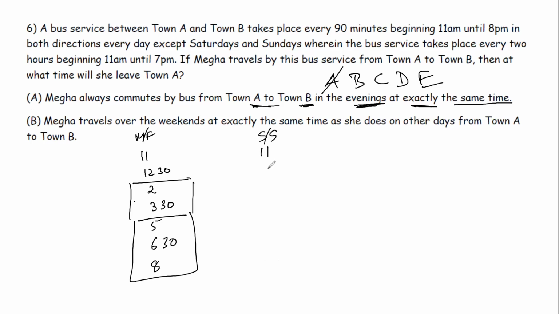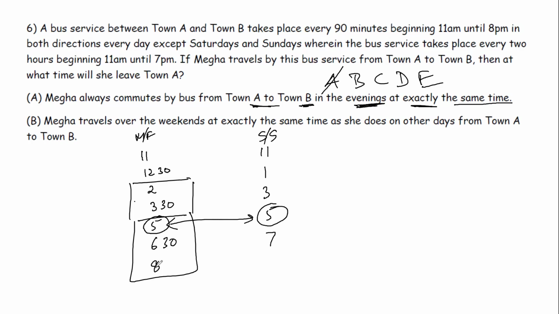So for Saturday, Sundays, it's every 2 hours. So 11, 1, 3, 5, 7. Okay. So now evenings at exactly the same time. So we have a common attribute, 5 p.m. Megha always commutes by bus from town A to town B in the evenings at exactly the same time. So 5 o'clock is common and 11 o'clock is common to both. And evening is 5 o'clock.